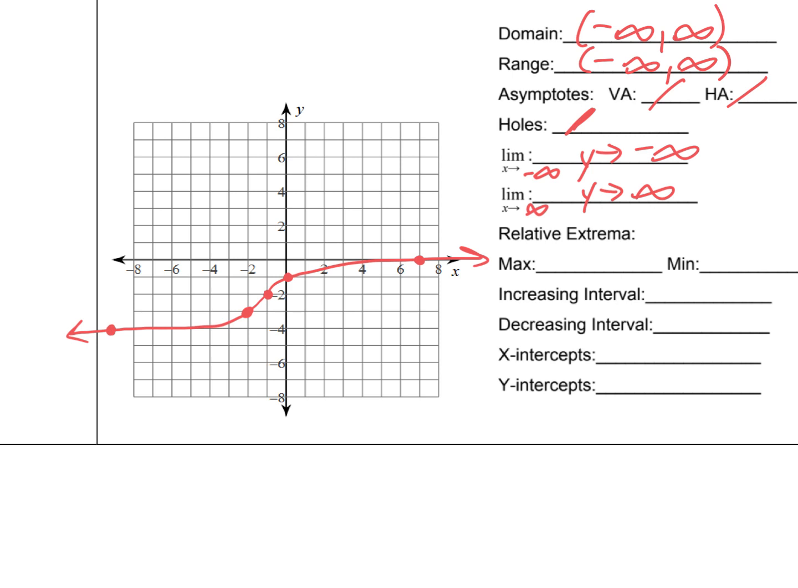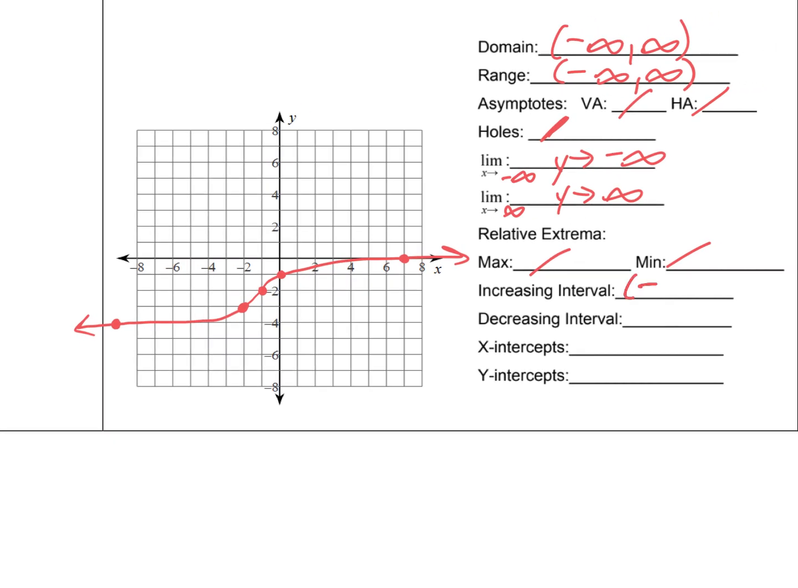Will this have a max or min? No, it will not. Okay, because we're not changing direction. Okay. And then what about our interval? The whole thing is increasing? Yeah, because we're not changing direction. Okay. So hopefully you just copied the domain. Again, we never copy the range. Just so happened that they were the same on this one.